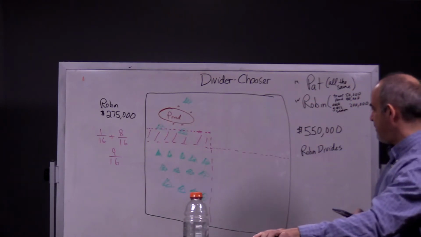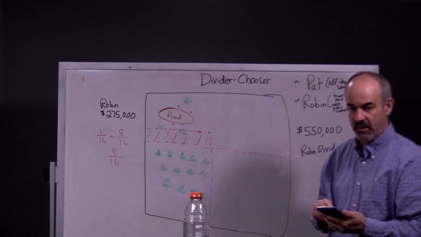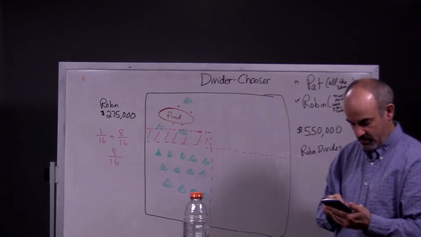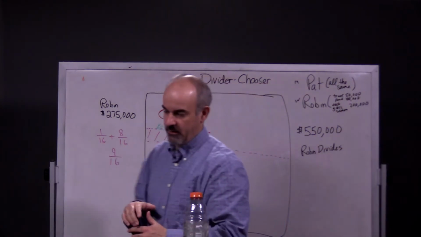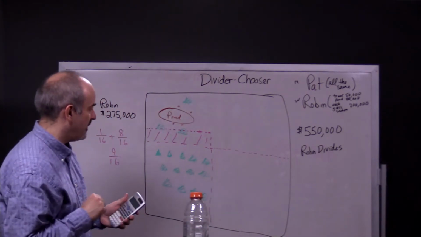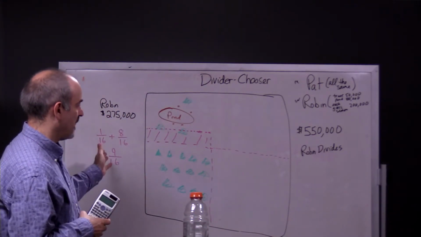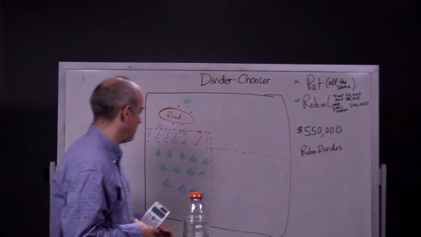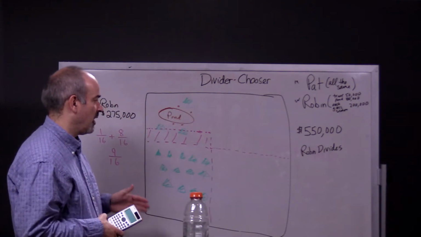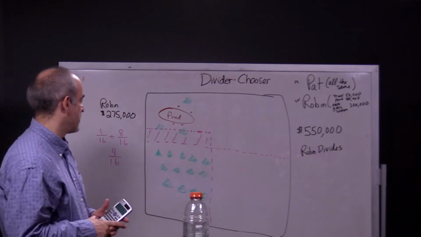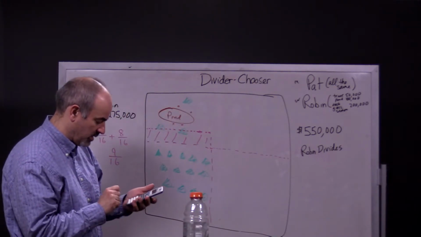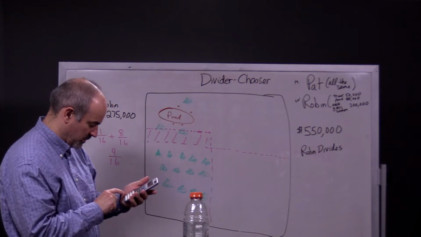You take 550,000 and divide it by, well, let me restate that. I like math a lot, so one thing you could do is take 550,000, multiply by 9/16. Well, if you know anything about math, that means you can multiply 550,000 by 9, then divide by 16. So that's what I'm going to do.